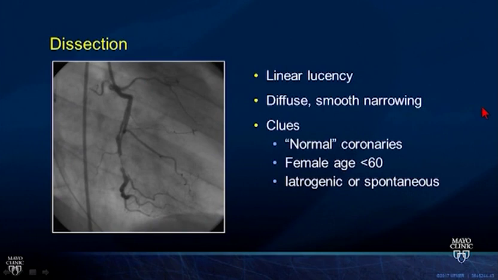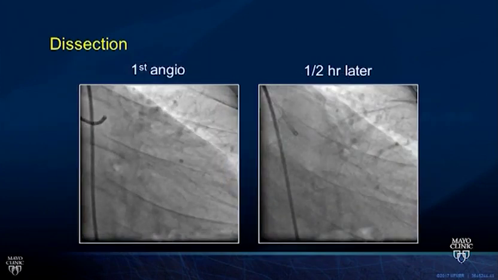Another thing to recognize is dissection, and typically that will appear as a linear lucency, but it can also be more of a diffuse, smooth narrowing, particularly in patients who have spontaneous coronary artery dissection. Some clues to that diagnosis would be patients who have otherwise normal coronary arteries in other territories with no evidence of plaque anywhere, particularly women less than 60. And these can be either iatrogenic or they can be spontaneous.